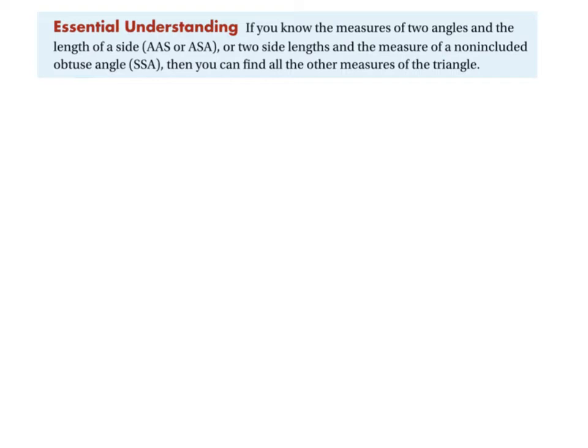Next lesson, we're going to learn about the law of cosines. And here's what it says. If you know the measures of two angles and the length of a side, angle, angle, side, or angle, side, angle, or two side lengths and the measure of a non-included angle, side, side, angle, then you can find all the other measures of the triangle. The reason that we can't use side, angle, side, as you'll see in a minute, is that we don't have a pairing of a side and its opposite angle.